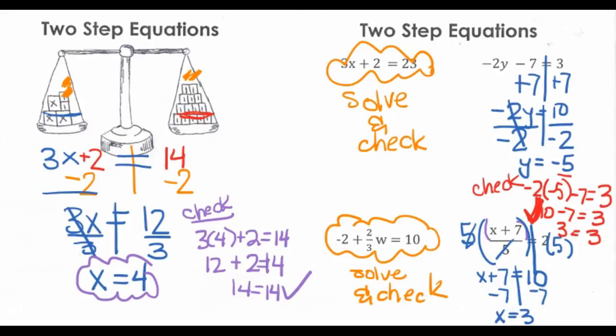The last thing that we have to do is to check this equation. I'll see if I have room right here to do so. Now, x plus 7. So I'm going to say 3 plus 7 divided by 5 equals 2. Does 3 plus 7 divided by 5 equal to 2? Well, 3 plus 7 is 10 divided by 5 equal to 2. 10 divided by 5 is 2. Yes, this checks out. Your answer is x equals 3.